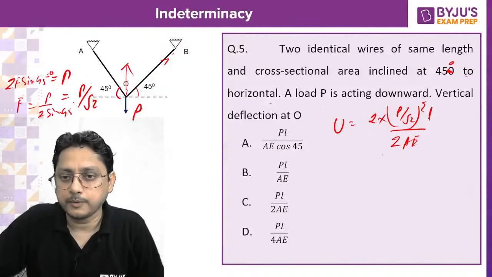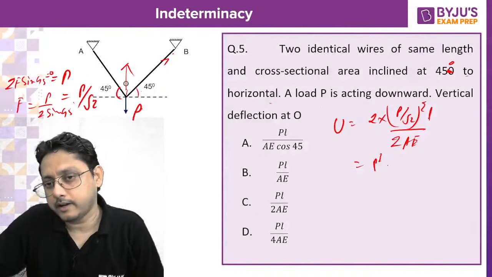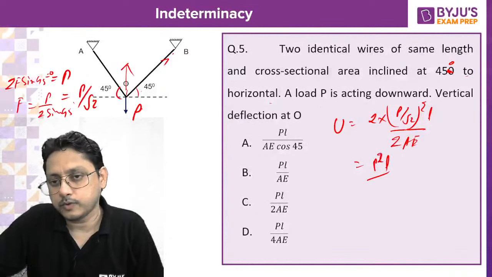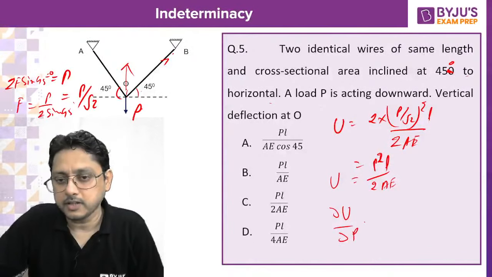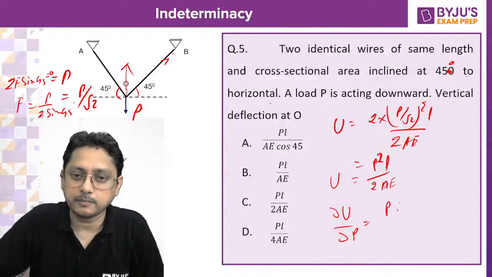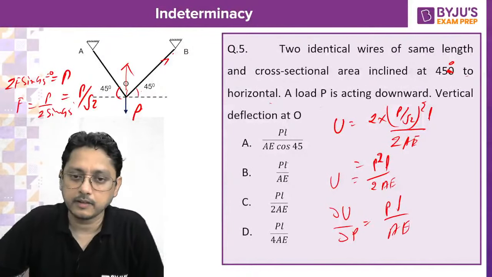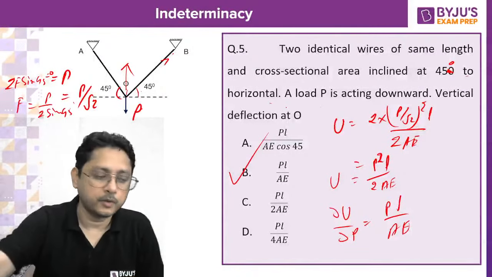Now how much will you get here? That is P square L divided by 2, the 2 will get cancelled, and then you just partially differentiate with respect to P. Partial differentiation with respect to P, and you will get simply PL by AE, isn't it? Simply you will get PL by AE.